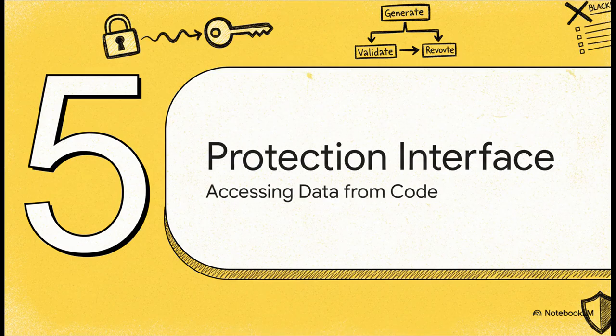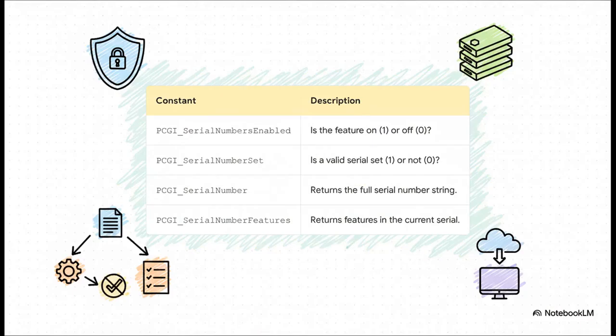Okay, developers, this next part is for you. Let's put on our coding hats. PC Guard gives you something called the protection interface, which lets you talk to the licensing system and pull serial number data right from your own code while your application is running. So using this interface, your own app can ask questions like, is the serial number feature even turned on? Or has the user entered a valid serial yet? You can grab the full serial number string, and you can even check which features are embedded in that specific serial.